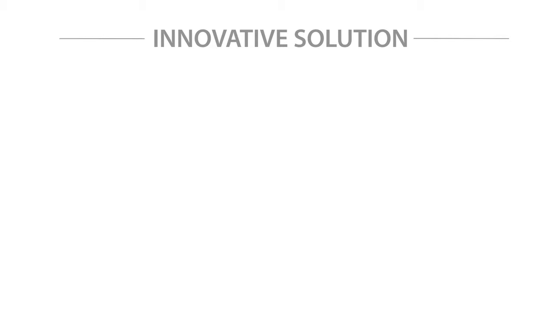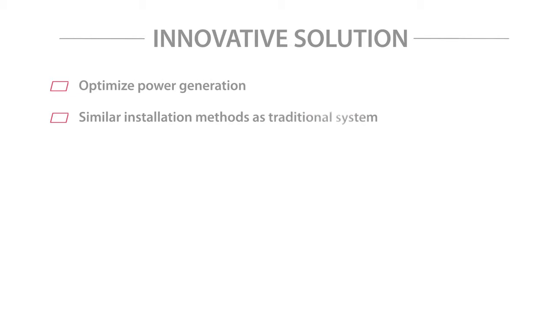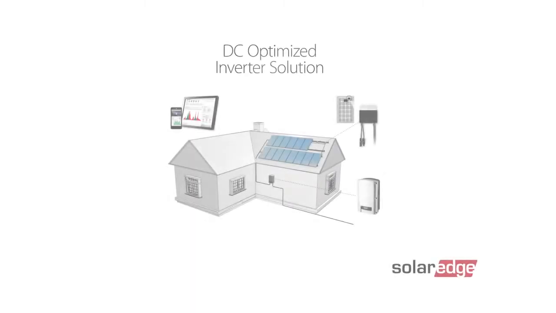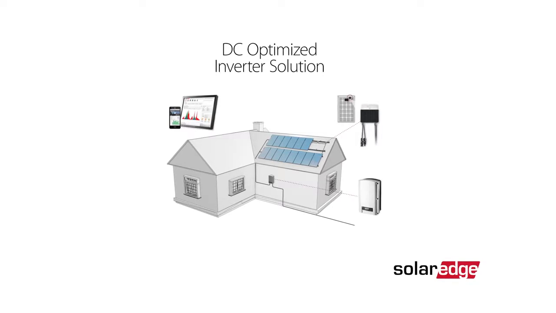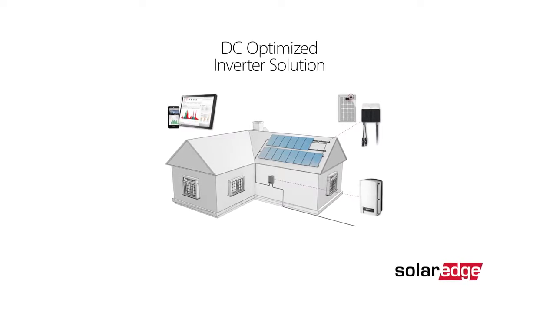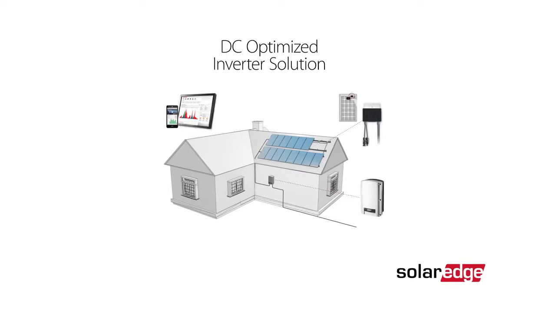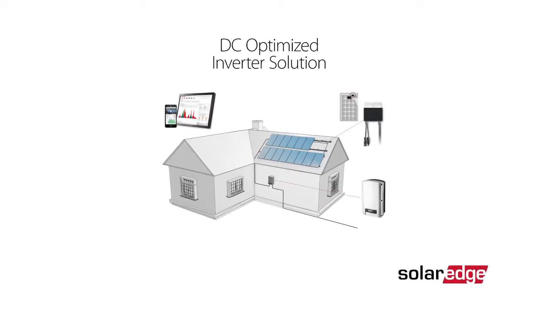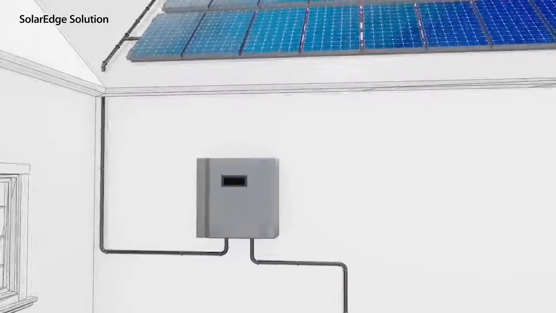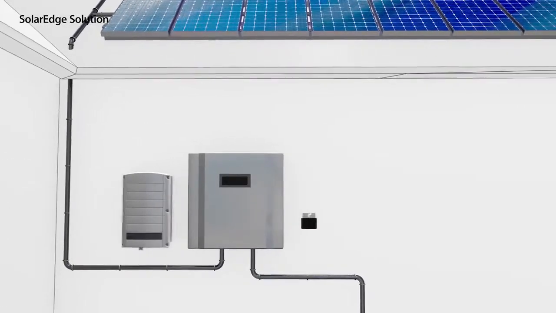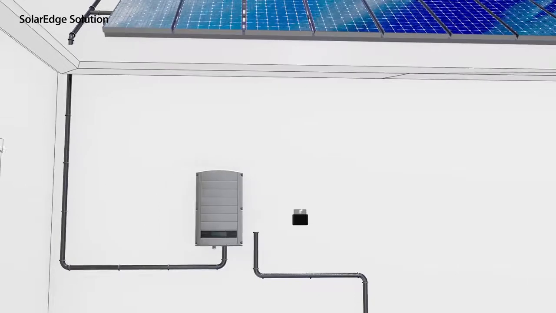When we started to develop the SolarEdge solution, we defined three goals: to optimize power generation of each panel individually, to use the same installation methods and components used to install traditional inverter systems, and to compete with the cost of such systems. Eventually, we developed a topology that meets all of these goals. The SolarEdge DC optimized inverter topology combines the best of both worlds. Our solution splits the traditional inverter functionality into two products: the Power Optimizer and a simplified inverter.